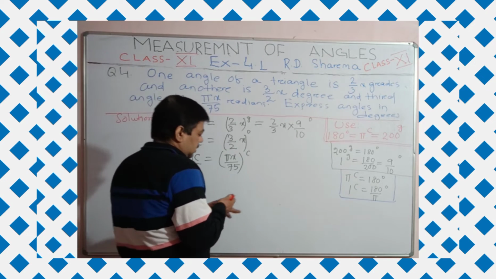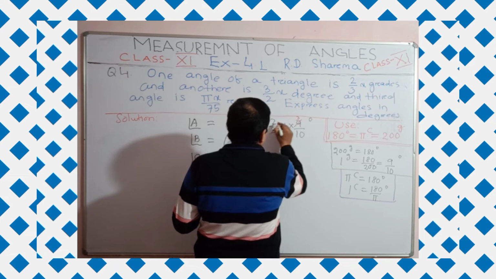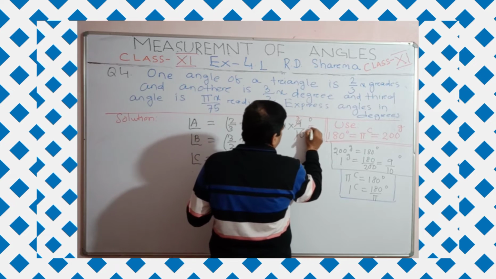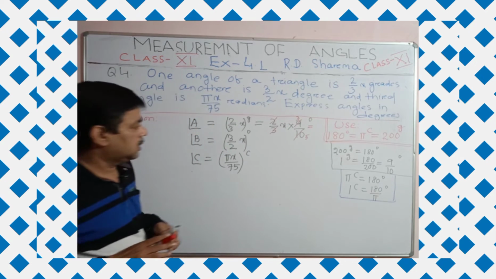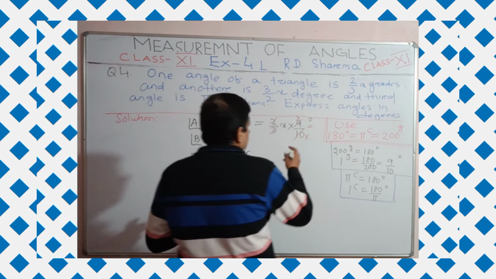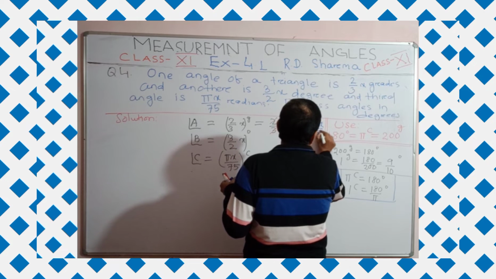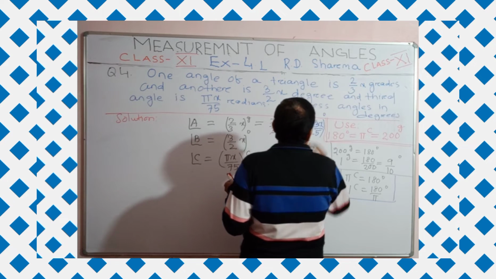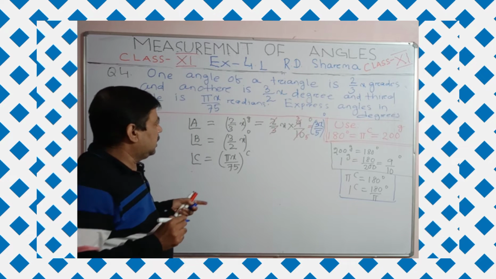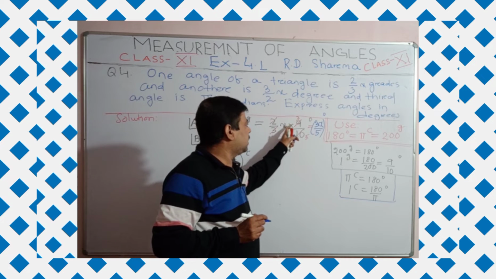After multiplying, you cancel here: 3 3s are 9, 2 5s are 10. The angle will be 3x by 5 degree. Understand? Is it clear? 3 multiplied by x is 3x upon 5 degree.